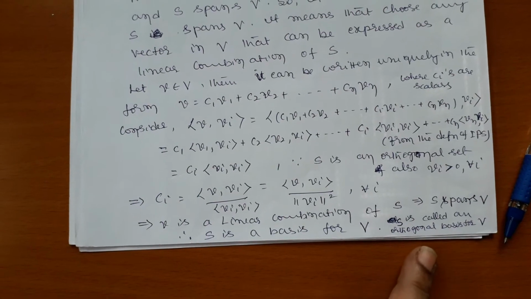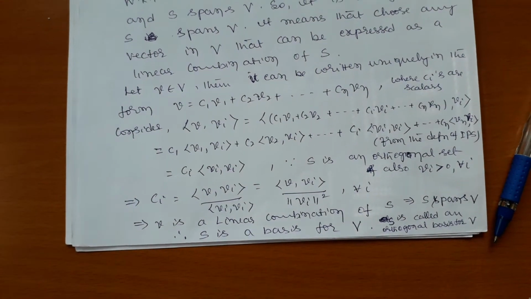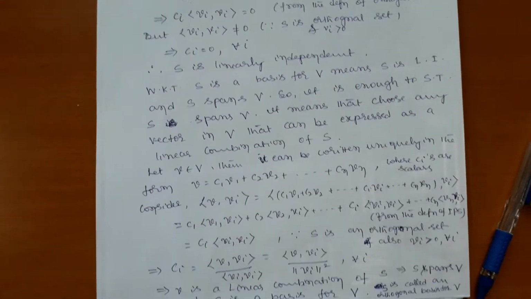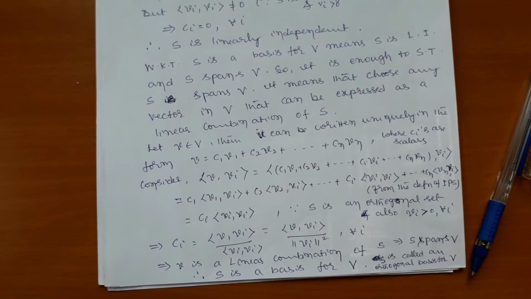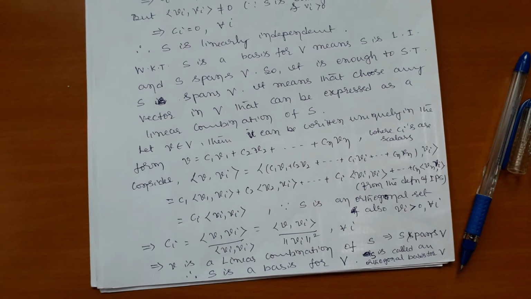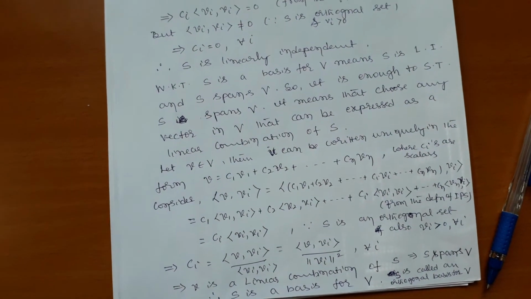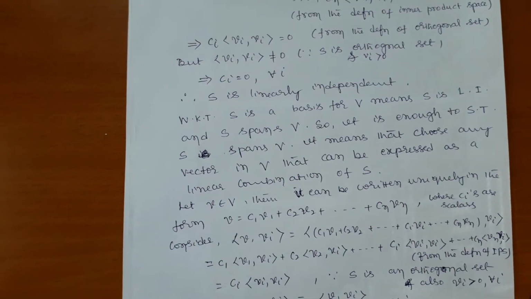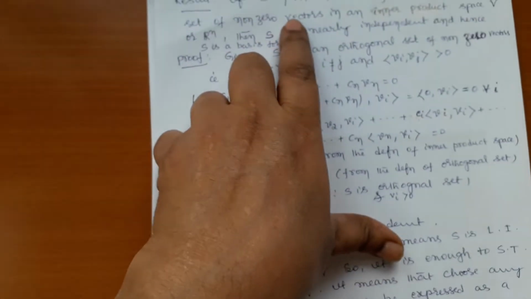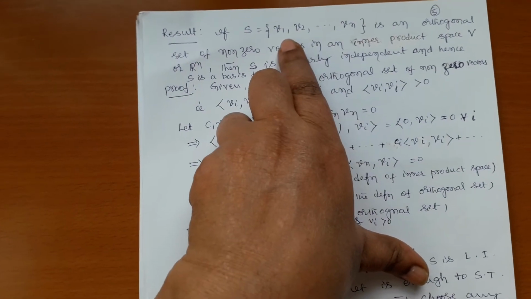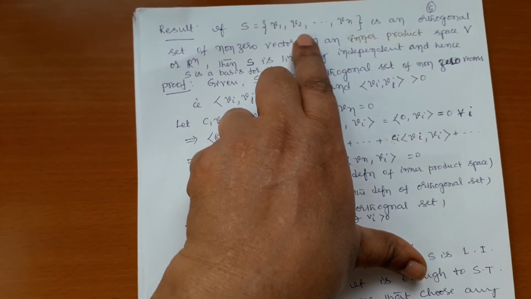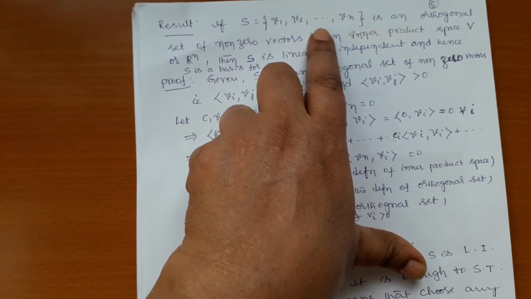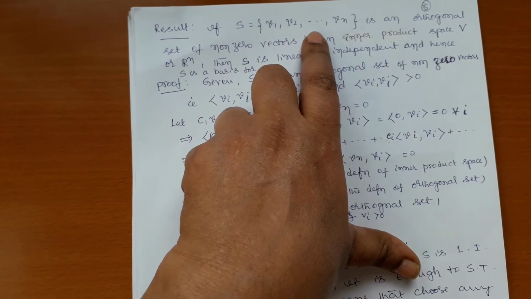This S is also called an orthogonal basis for V because S has what type of vectors? Orthogonal set vectors. The corresponding basis is called an orthogonal basis for V. Please try to understand the entire thing: here they have given that S has n vectors. These vectors are orthogonal set vectors and also non-zero vectors in a vector space over the set of real numbers with dimension n.